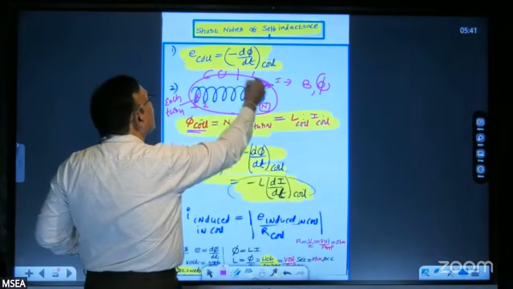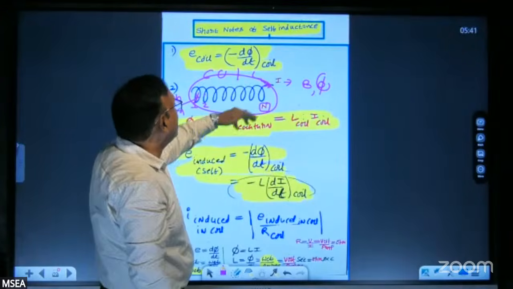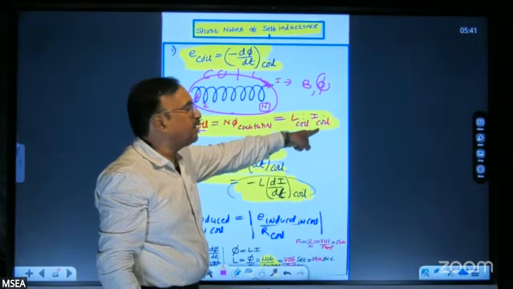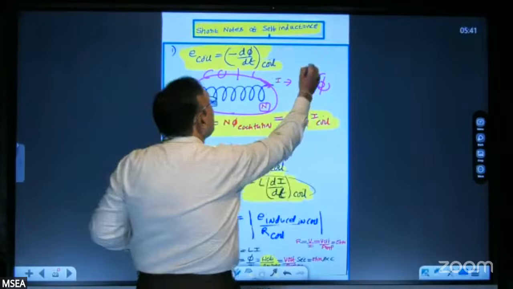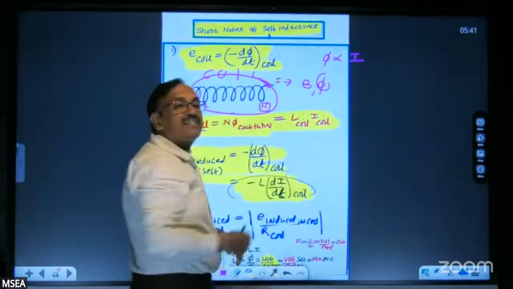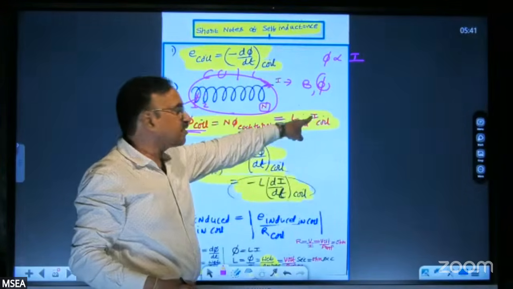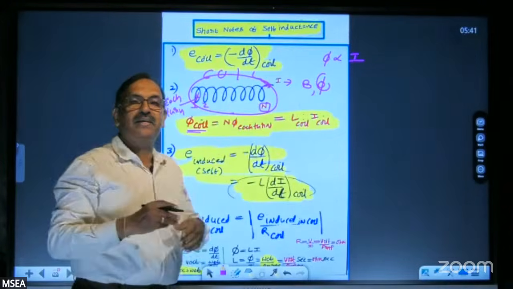The flux linked with the entire coil is n times the flux linked with each turn of the coil, and that is given by the self-inductance of the coil times the current in the coil. So we have a small point that phi is directly proportional to I. Proportionality is replaced by the constant L. So the flux linked with the coil is the self-inductance of the coil times the current through the coil. For the last time I repeat.